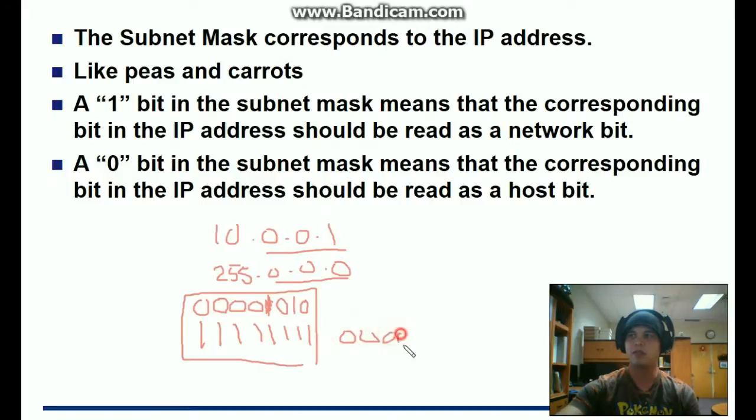0, 0, 0, 0. That means that the corresponding bit up here, which coincidentally are all zeros, because that's how you make zeros in binary from dotted decimal. Let's see, 1, 2, 3, 4, 5, 6, 7, 8. Is there 4? One more. That all of these, since there's zeros in the subnet mask, that is the host portion of it. All right.